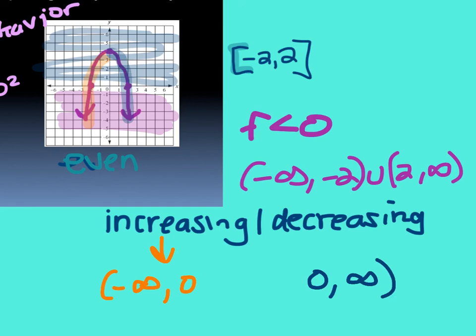Does my 0 get a bracket or parentheses? Parentheses. Increasing, decreasing never gets a bracket. Only if your graph starts or stops constant can you even use a bracket, and it will only be on the constant part.